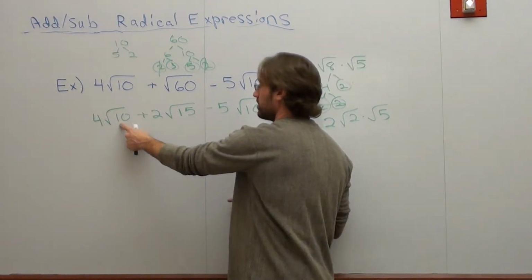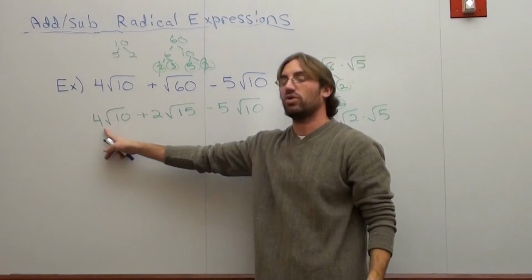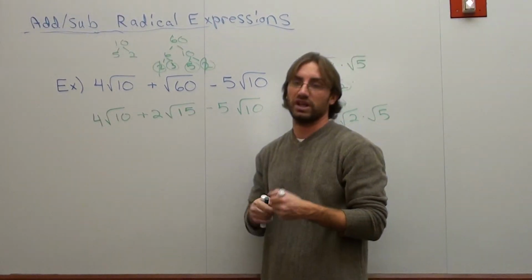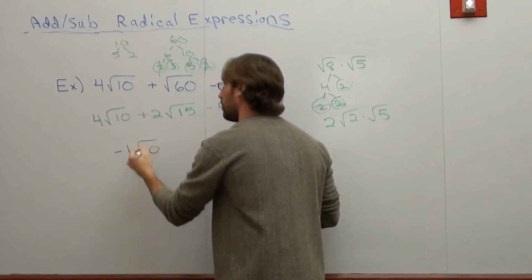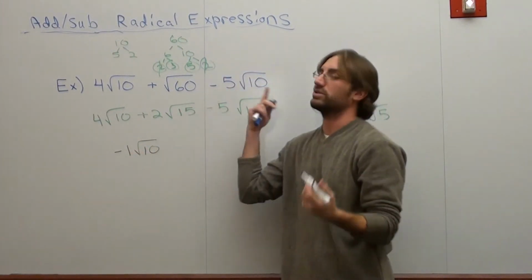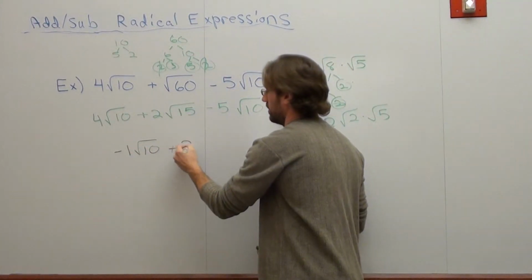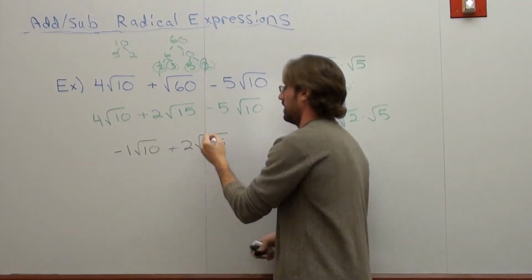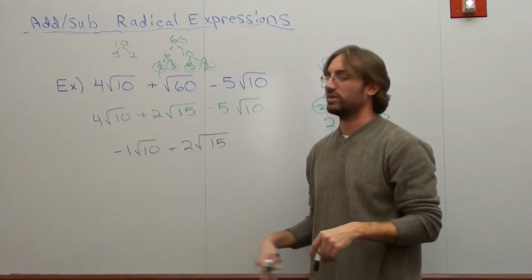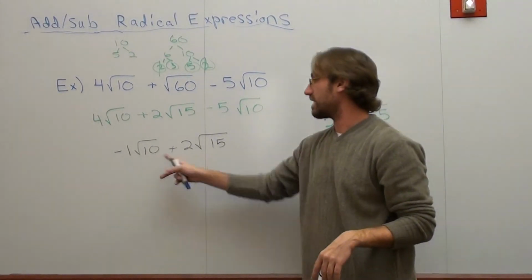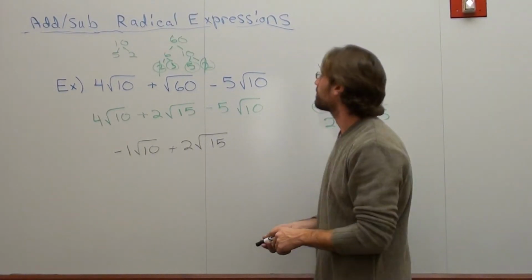So I've got a square root 10, and I've got another square root 10 here. So I've got 4 root 10, subtract 5 square root 10, which is negative 1 root 10, and then I've got plus 2 root 15. Since they're not like terms, there's nothing I can do. I can't say, oh, this is 1 square root 20. No, it doesn't work like that. They're not the same radicals, so they're not like terms.